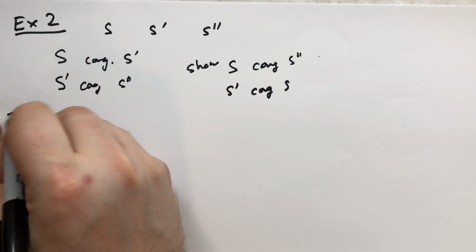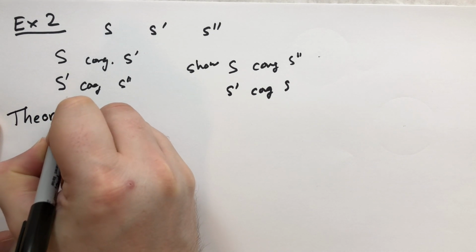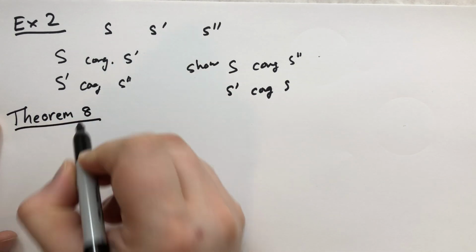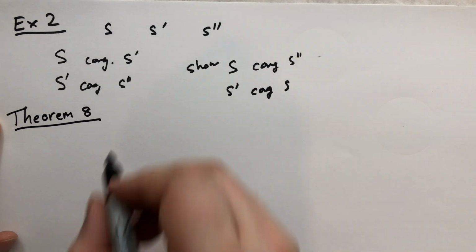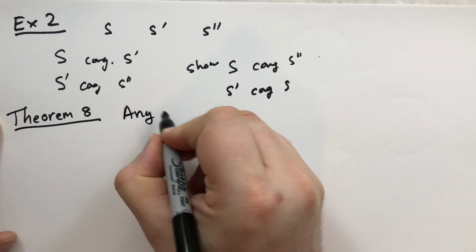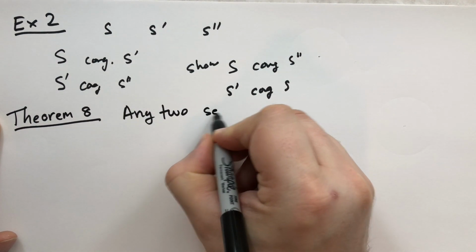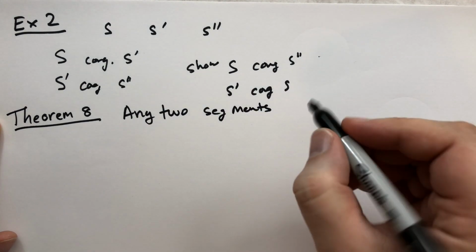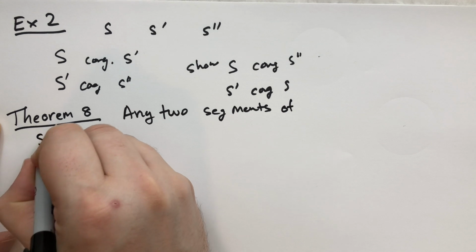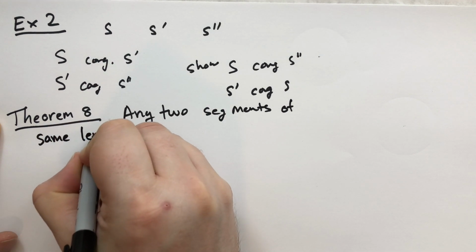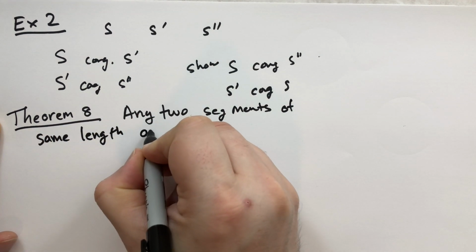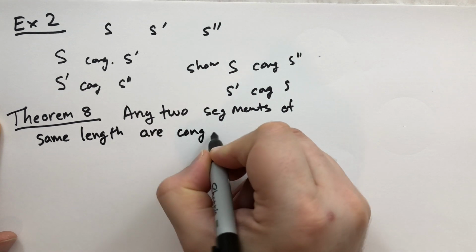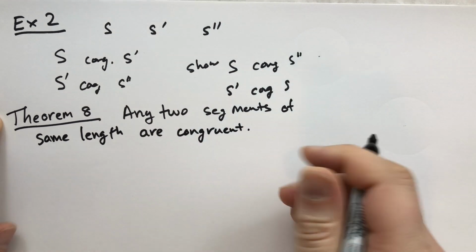Theorem 8, in light of exercise 2, becomes a little bit simpler. Theorem 8 says any two segments of the same length are congruent. Okay, what does that look like?